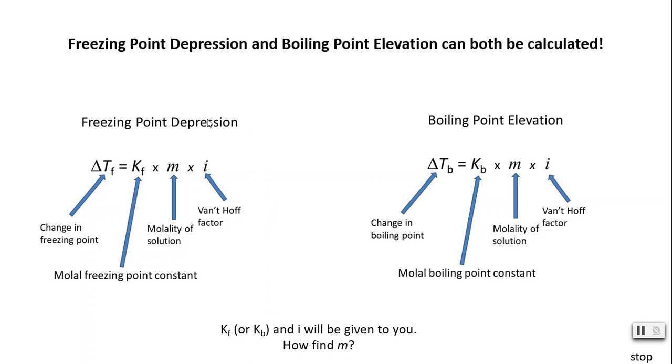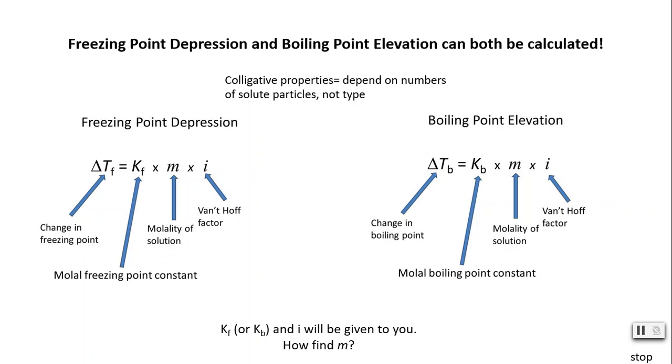You should also know that freezing point depression and boiling point elevation is a colligative property. What that means is that the amount that the freezing point is changed or the boiling point is changed based upon the equation depends upon how many solute particles you have, not necessarily the type. So we say that freezing point depression and boiling point elevation is a colligative property.